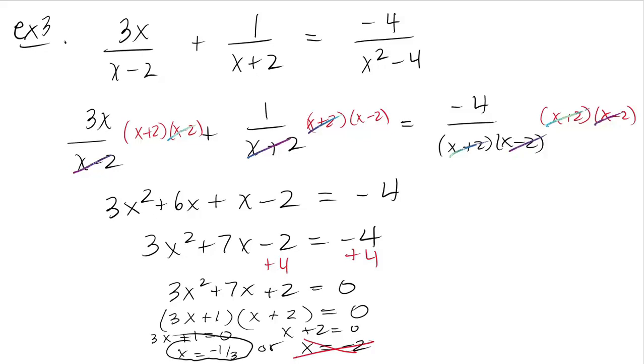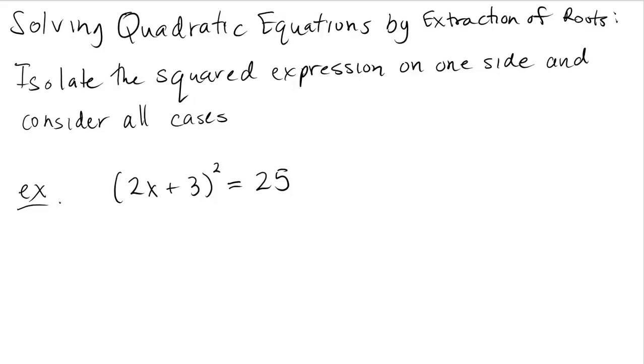Negative 2 is a solution to the quadratic equation we came up with, but it's not a solution to the original equation, and that's what we're being asked to solve. Don't forget about those restrictions from previous lessons. When you choose to multiply both sides of an equation by the least common denominator, you run the risk of generating extraneous solutions, and so you have to check to make sure that your proposed solutions really do solve the original equation. Let's move on to another technique, which is solving equations by extraction of roots.